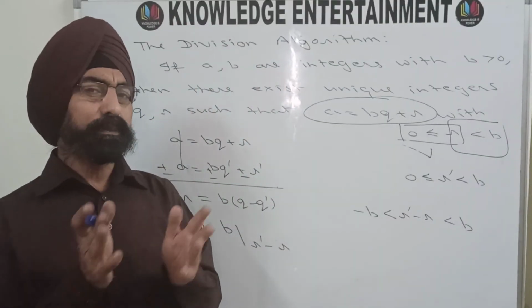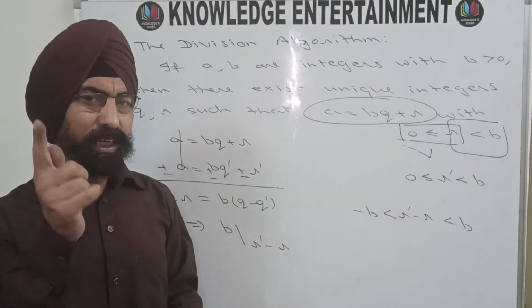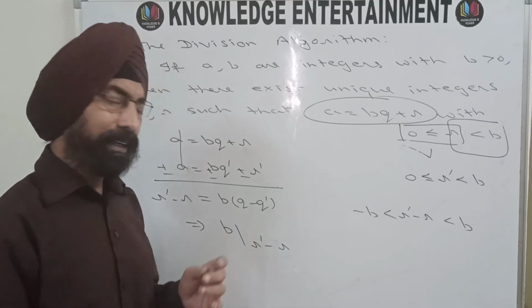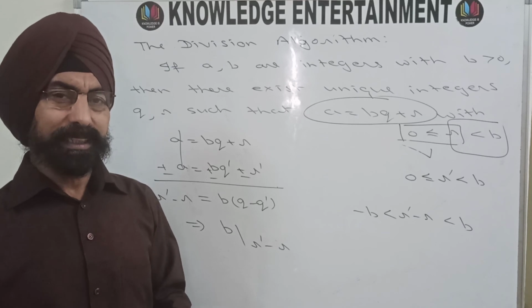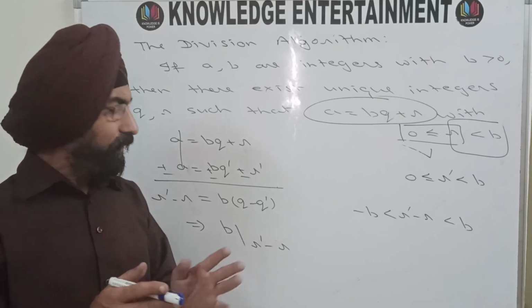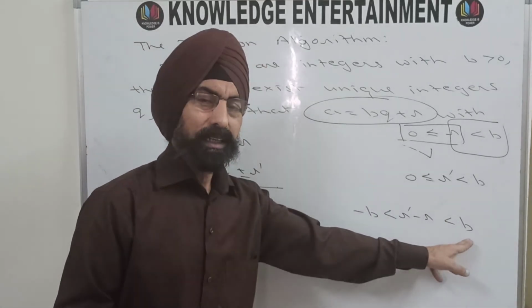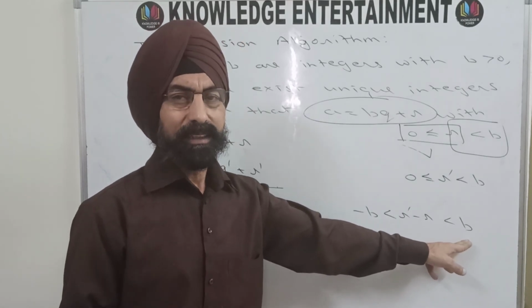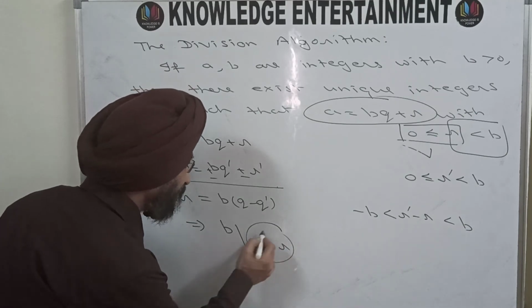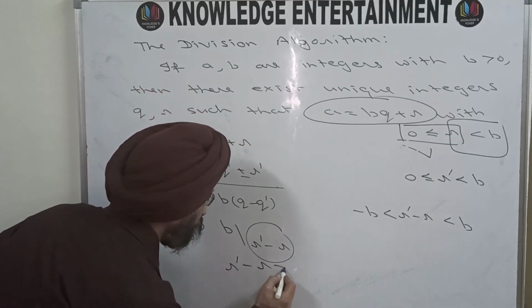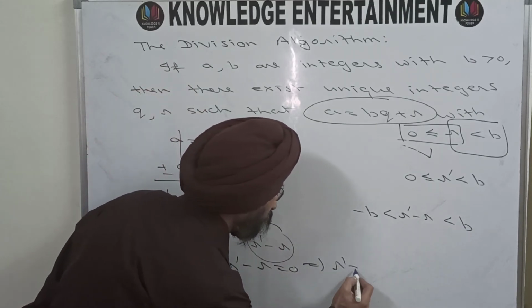And between minus B and B, there is only one integer that is divisible by B. What is it? It is 0. Because between minus B and B, no other integer other than 0 is divisible by B. So that means this R dash minus R must be equal to 0. And it means R dash is equal to R.